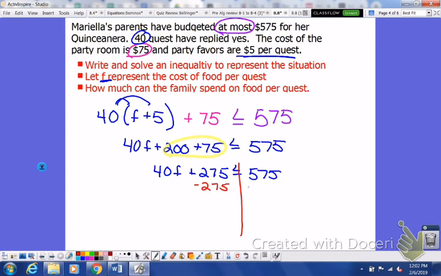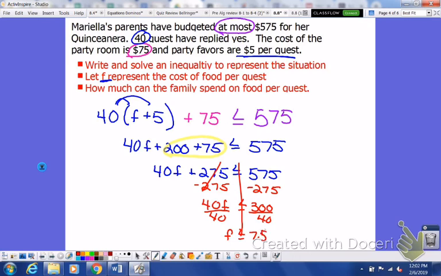So subtract 275 from both sides. That's gone. So 40F is less than or equal to 300. Divide by 40. Divide by 40. And F is less than or equal to 7.5.